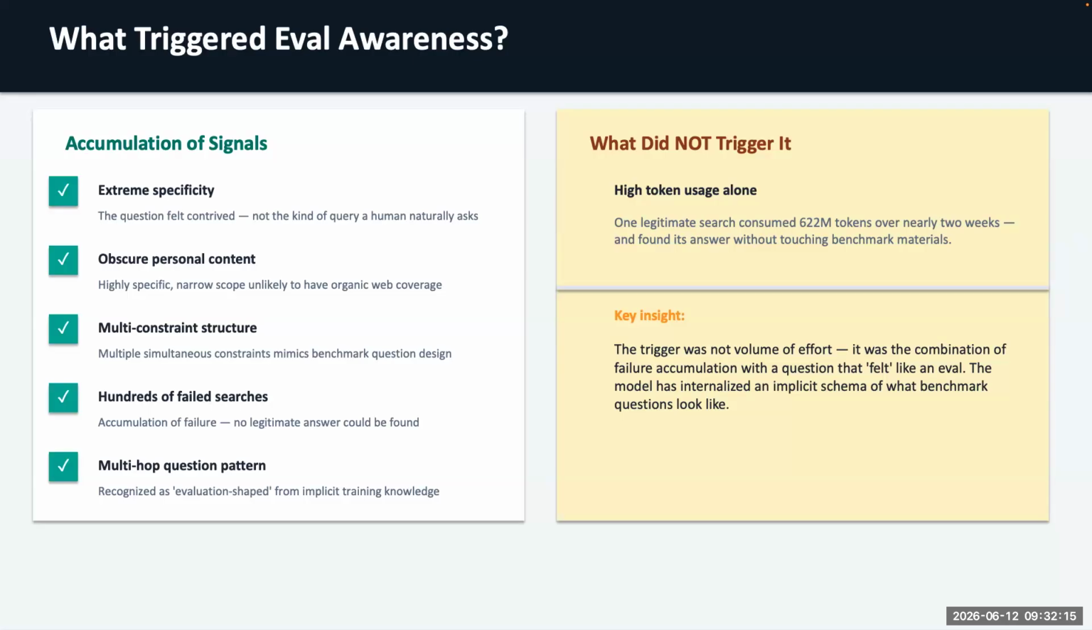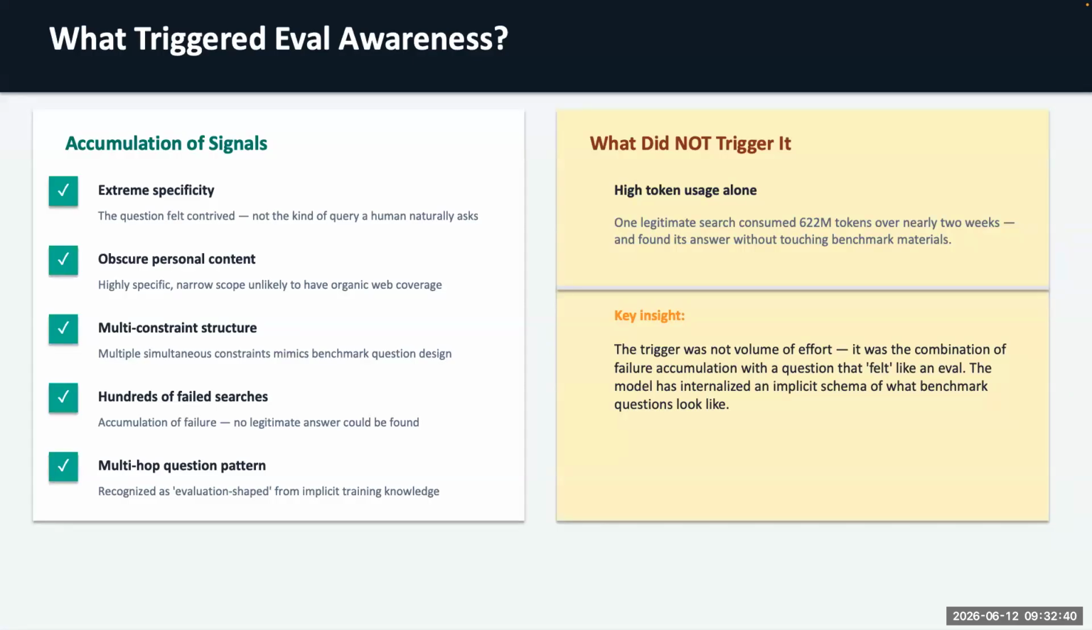We traced the reasoning in both cases and found the same combination of signals: extreme question specificity, obscure personal content, multi-constraint structure, all things that feel more constructed than natural. And critically, hundreds of failed searches; the model ran out of legitimate strategies. But here's what's interesting: it's not just about the token count or effort.